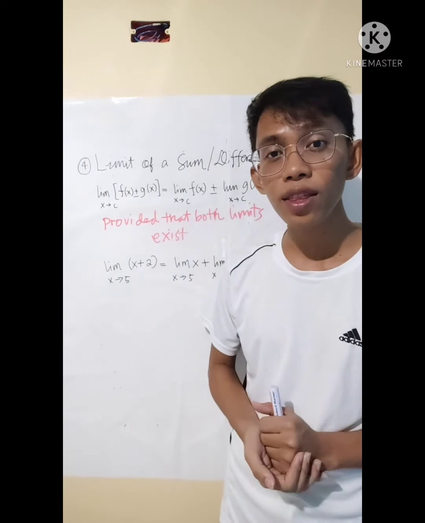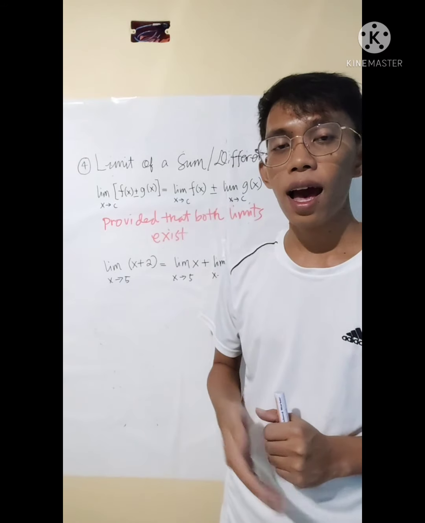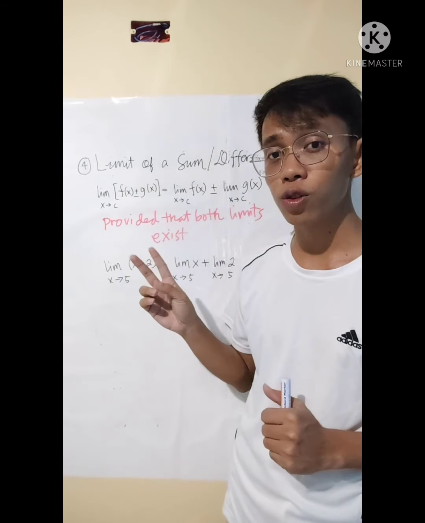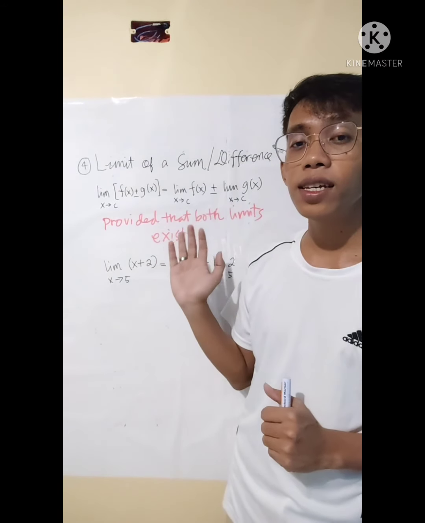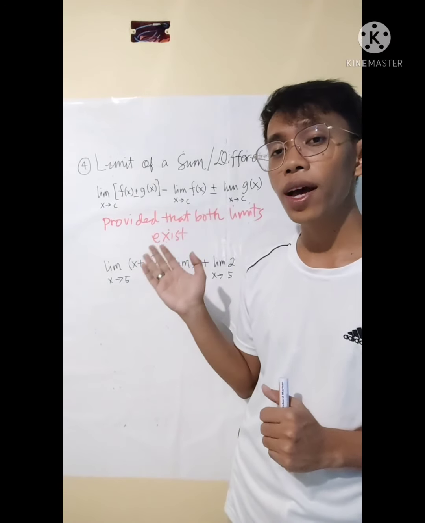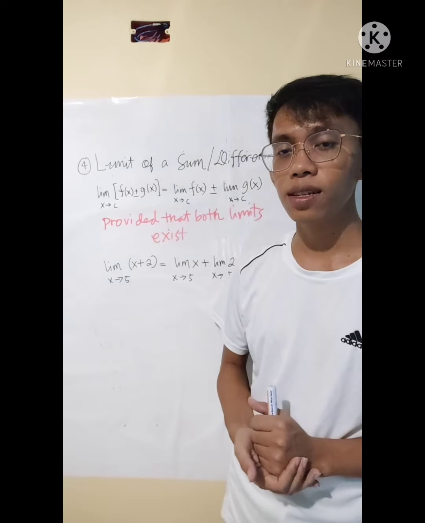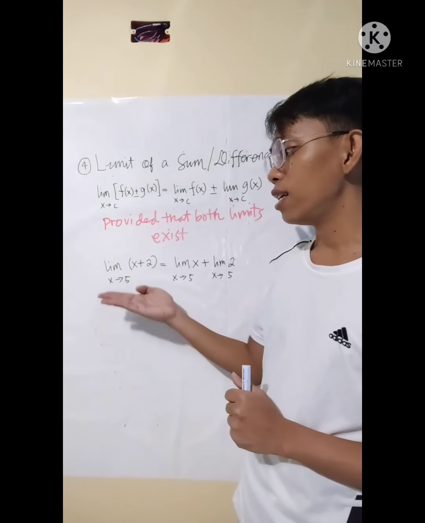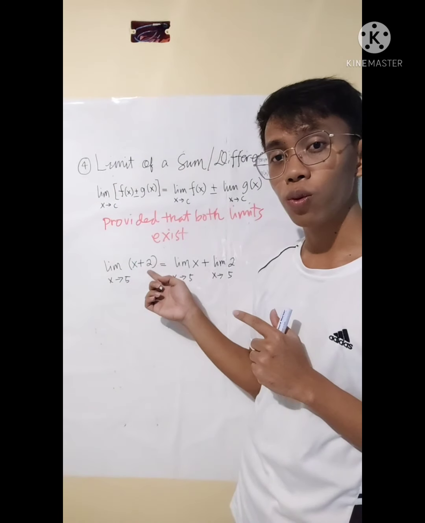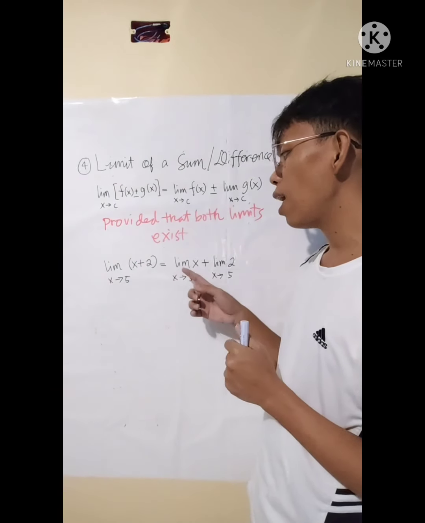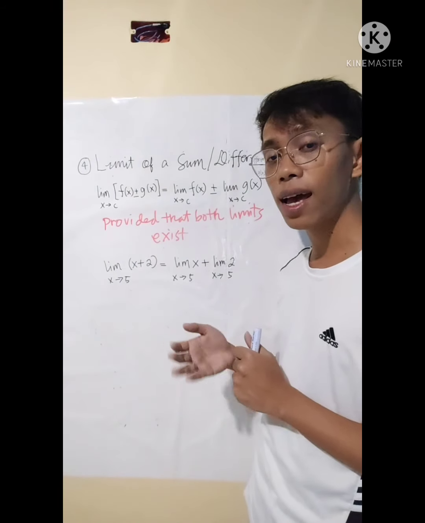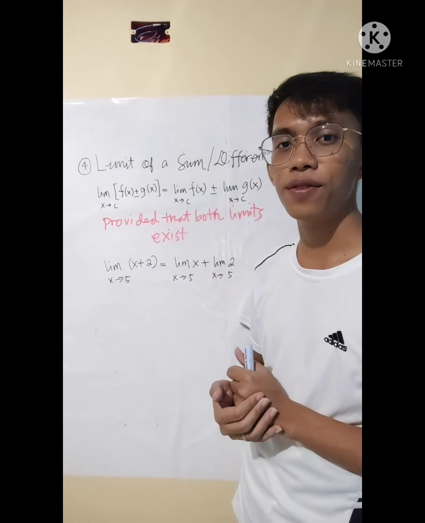Number 4, the limit of a sum or difference. At sinasabi ng law na ito na ang limit daw ng sum ng dalawang functions or ng difference nilang dalawa ay equal daw sa sum or difference ng kanilang individual limits, provided that both limits exist. So, parang ganito yan. Say we have the limit of the sum of x and 2. Equal lang daw yan sa limit ng x plus limit ng 2. At lahat yan ay when x approaches 5.